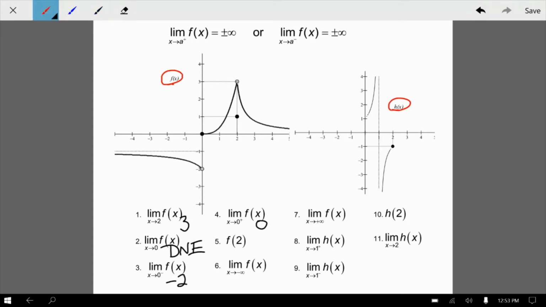And remember, what I'm looking at here is just these two branches of my graph to figure out what those limits are. And then it says, what is f of 2? Well, f of 2, notice that value looks like it's actually equal to 1.